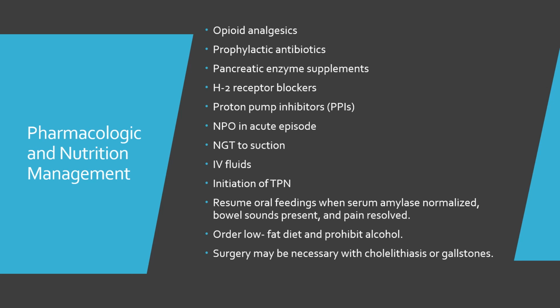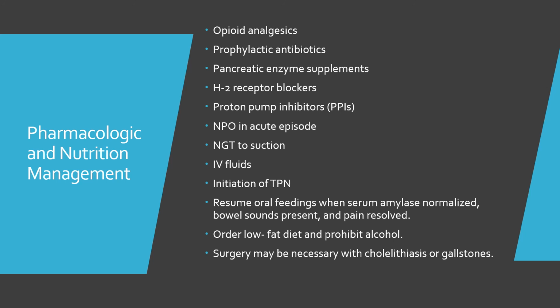In terms of medications and nutrition, opioid analgesics would be our go-to. They may or may not receive a prophylactic antibiotic. Since the pancreas is no longer functioning, it won't be able to secrete the enzymes that it normally does, so they'll need pancreatic enzyme supplements. They may be on H2 receptor blockers, on PPIs. They will be NPO in acute episodes. They will have an NG tube to suction. They will be on IV fluids at a pretty good rate, like maybe 200 an hour, 250 an hour, seen up to 500 mLs per hour.